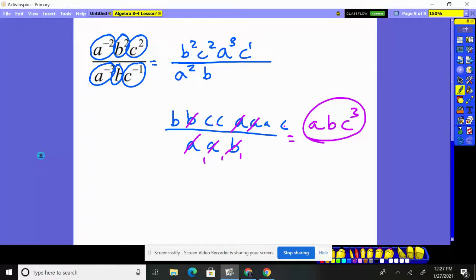Wherever the negative exponent is, he will move. If he's in the bottom, he'll move up top. If he's in the top, he moves to the bottom. And once he moves, you take the negative off of him. There you have lesson 8.4.